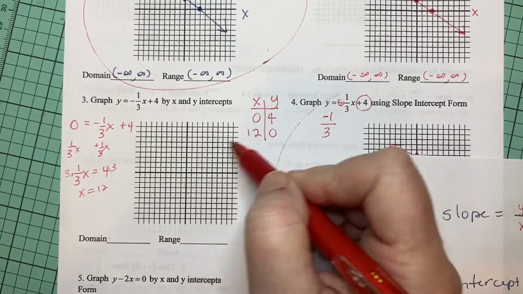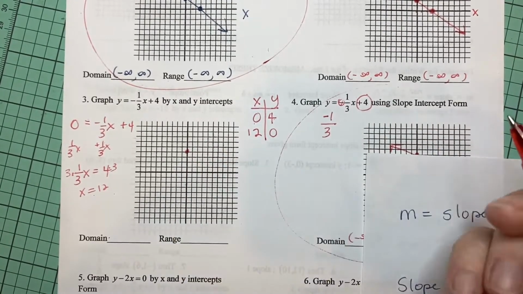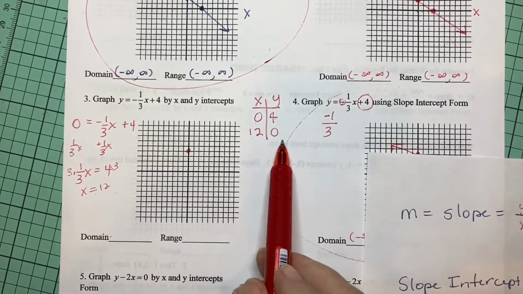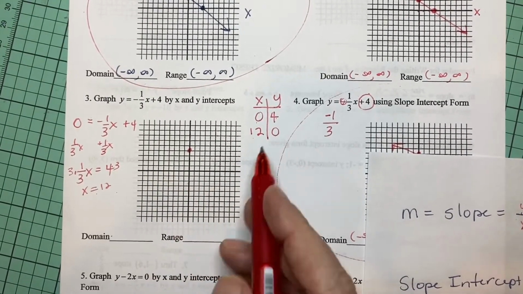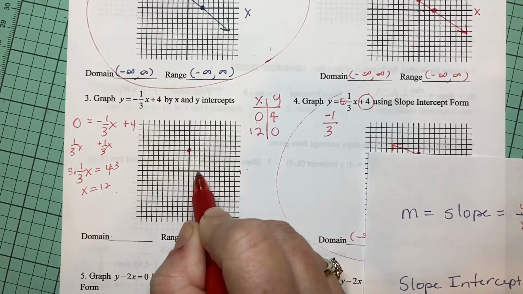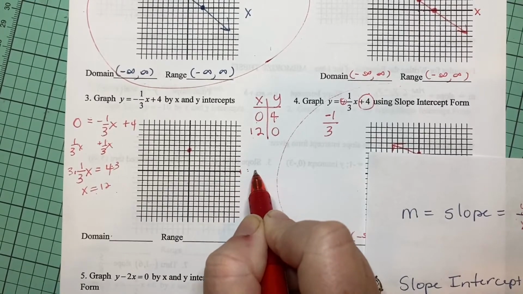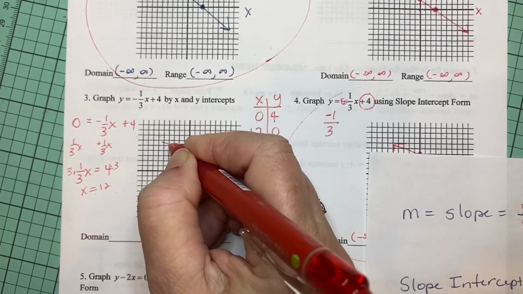So to graph this one, we have the point 0, 4, or 4 on the y-axis. And we have the point 12, 0, or 12 on the x-axis. Now it's going to be way off of here because that's 10. Wait, is that 10, 1? Yeah, 10, 11, 12, one more. And so here's our line.